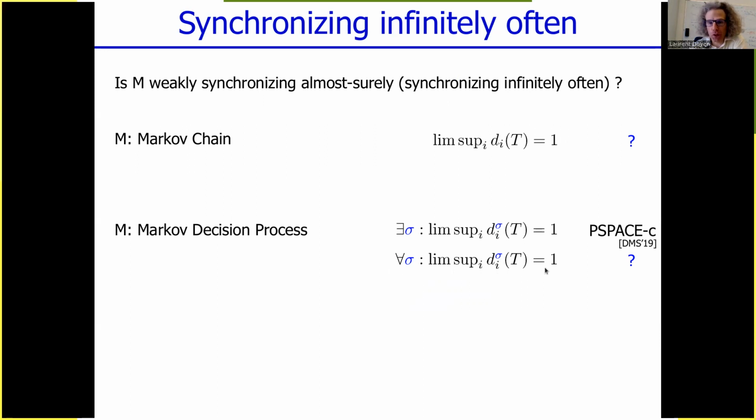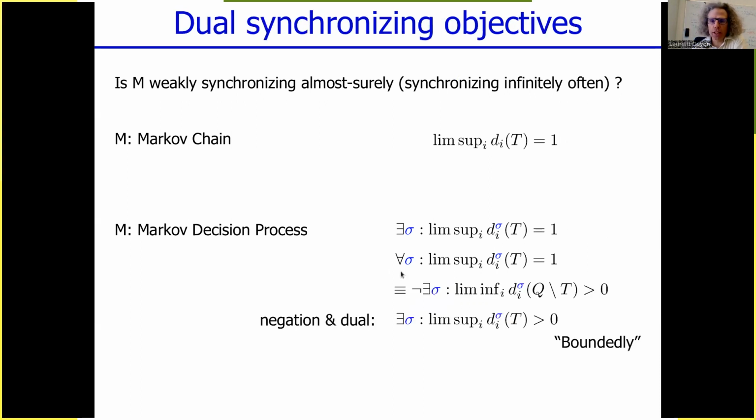So we are interested in knowing the complexity of the question for Markov chains and the universal question for MDPs, Markov decision processes. So this universal question here, we will try to turn it into an existential one. For that, we rewrite it as the negation of: there exists sigma such that the negation of lim sup is equal to 1, so lim sup smaller than 1. And this is equivalent to lim inf of the complement being greater than 0.